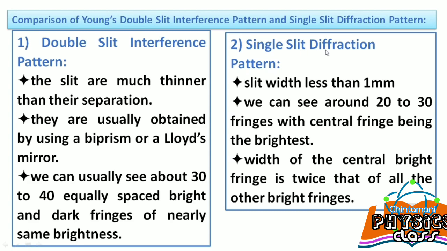Second, the single slit diffraction pattern. The slit width is less than 1 mm. We can see around 20 to 30 fringes, with the center fringe being the brightest. The width of the central bright fringe is twice that of all the other bright fringes.